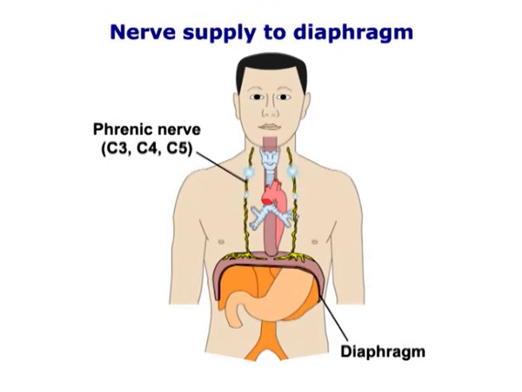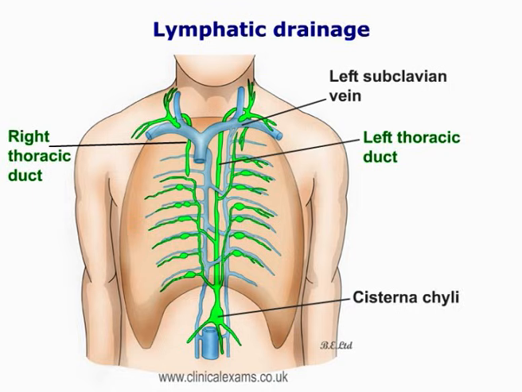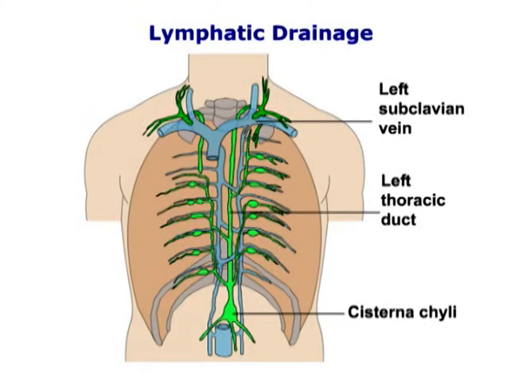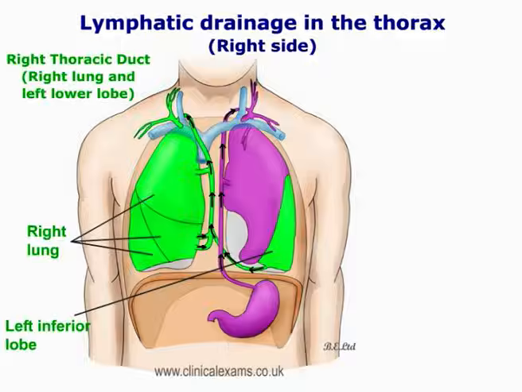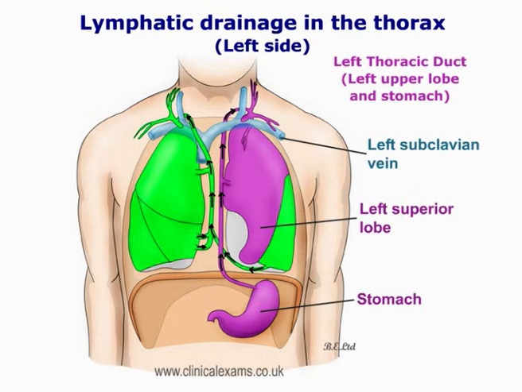Lymphatic drainage is divided into superficial and deep plexi. They empty into the bronchopulmonary lymph nodes next to the bifurcation of the trachea, then into the bronchomediastinal lymph trunks. The right lung and left lower lobe drain into the right supraclavicular fossa. The left upper lobe and the stomach drain into the left supraclavicular fossa.